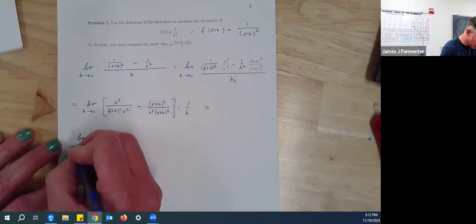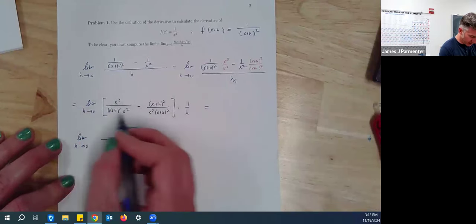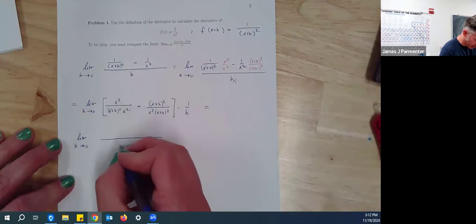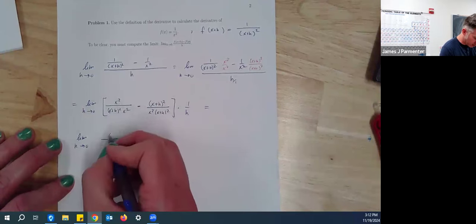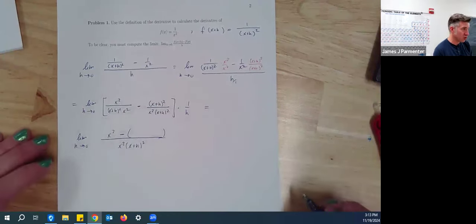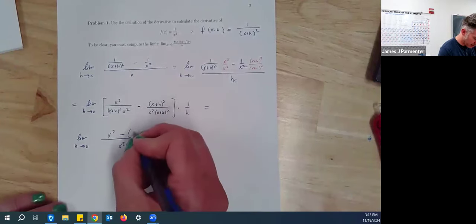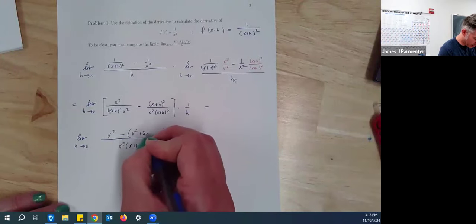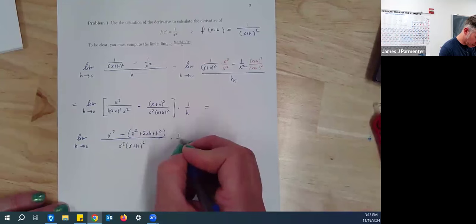So the limit as h goes to 0, I have, first of all, this is one fraction because I now have my common denominator of x squared times x plus h squared. And in the numerator I have x squared minus all of x plus h squared, which I do need to actually FOIL out. X plus h times x plus h is x squared plus 2xh plus h squared, all times 1 over h.